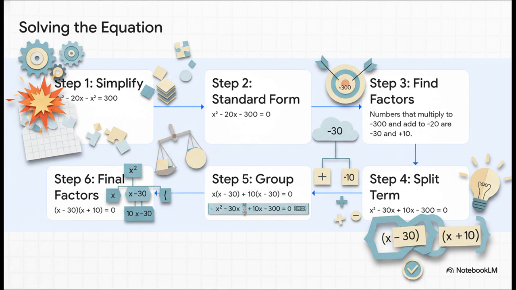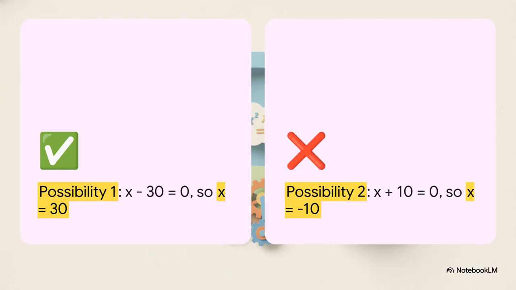We're so close. Now, if two things multiply to make 0, one of them has to be 0. That's the rule. So either x minus 30 is 0, which would mean x is 30, or x plus 10 is 0, which would mean x is negative 10. The math gives us two possible answers.